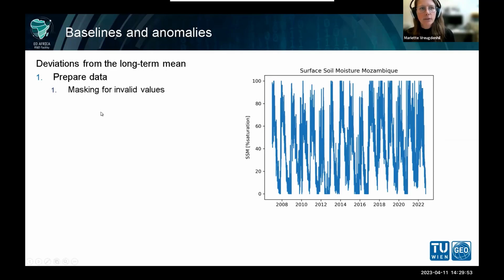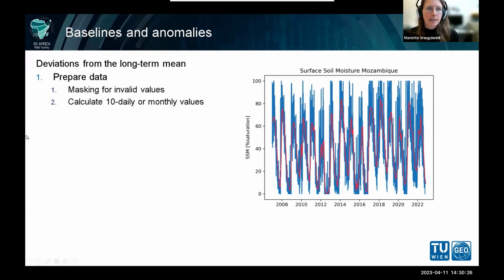The first thing we need to do is mask for invalid values. As I said before, we need to mask, for example, areas where there is subsurface scattering, but we also need to apply the masks, the flags that are available from the data providers. This is the first thing that we always need to do for any calculations based on surface soil moisture data, but also on any other data set from satellite observations: always apply the quality flags that are provided within the dataset.